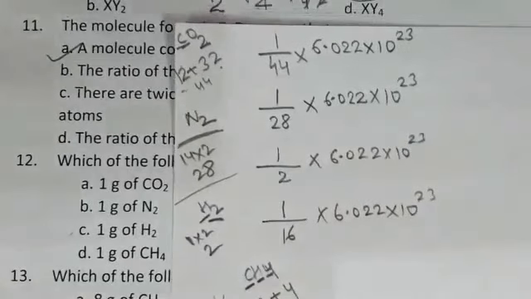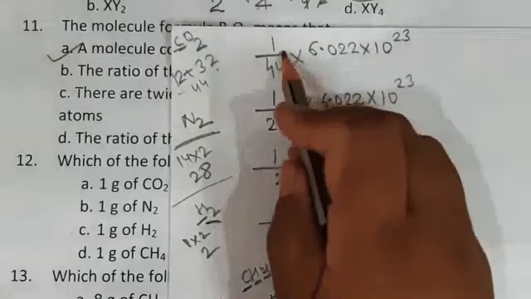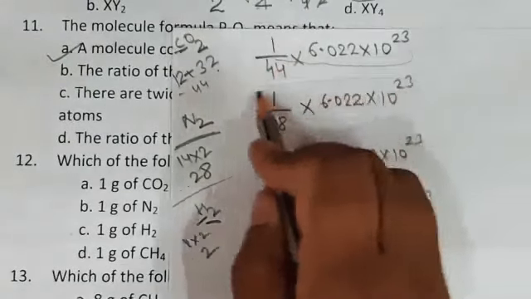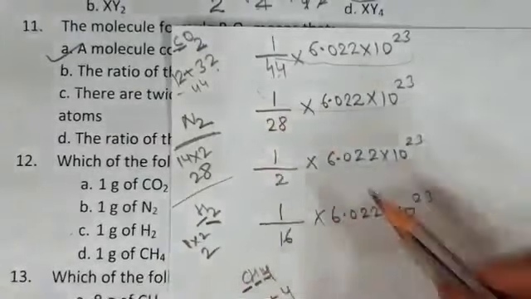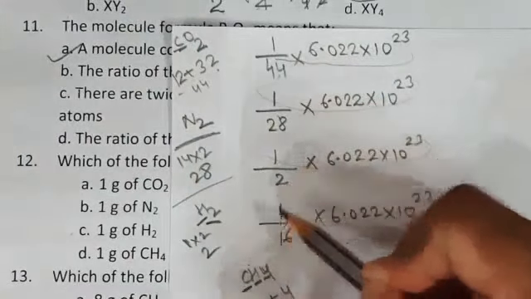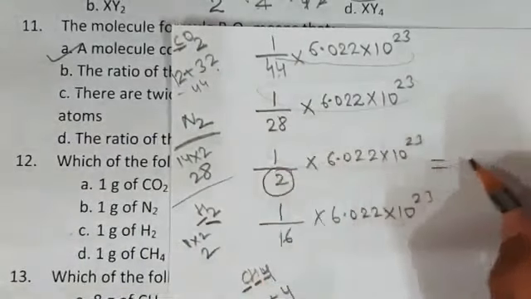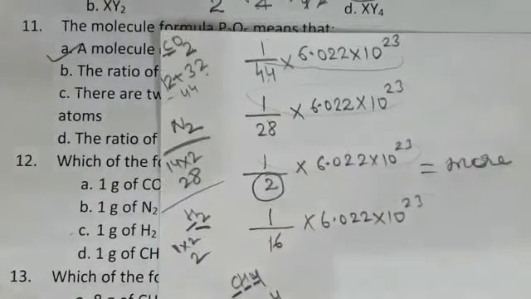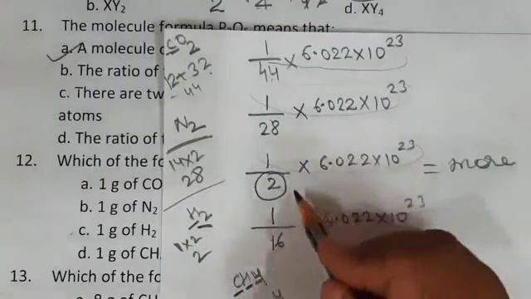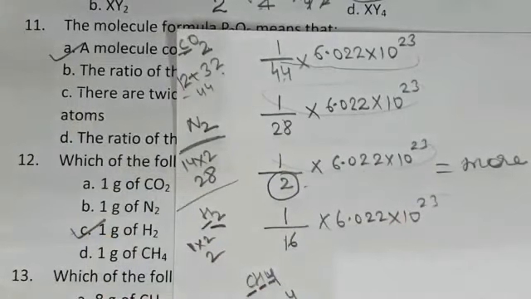Just simplify, or you do not need to simplify. You can see the numerator value is the same in all these cases. Now see the denominator: 44, 28, 2, 16. The one which has the lesser value in the denominator will be more overall. So the answer is the third, that is 1 gram of H2. Clear?